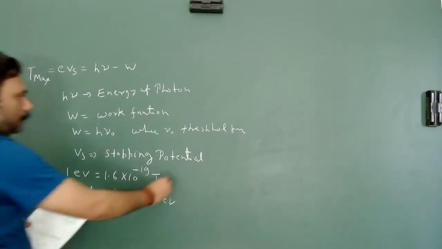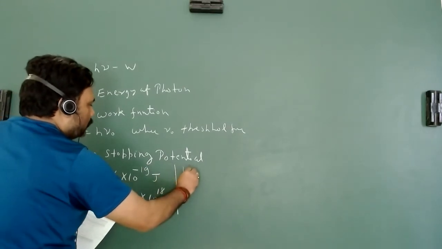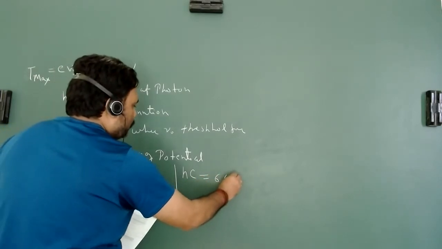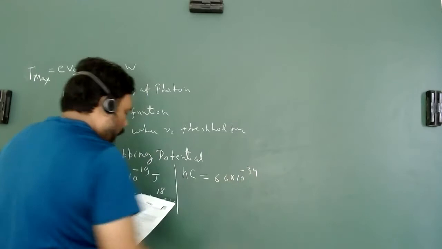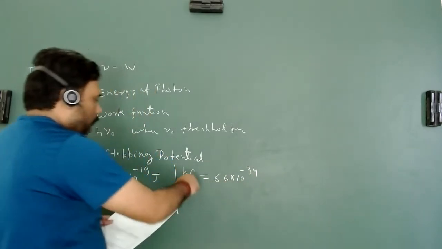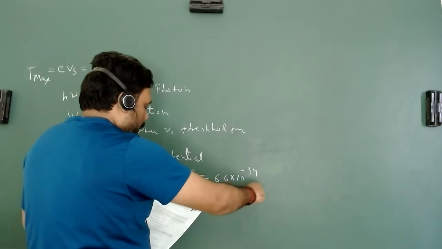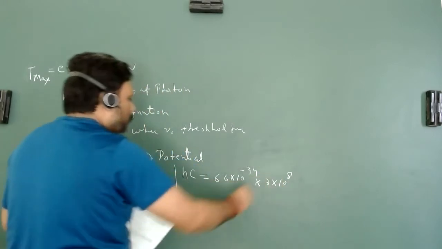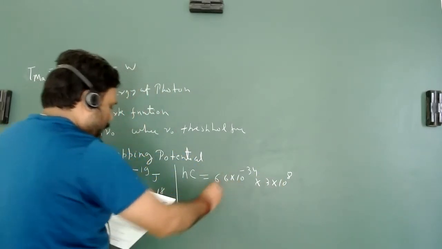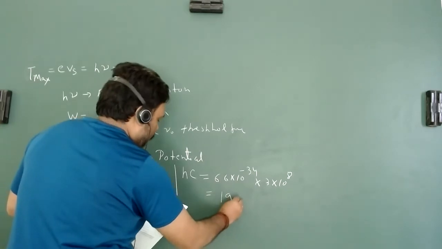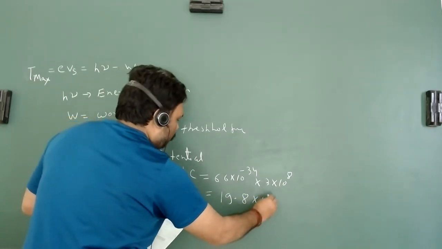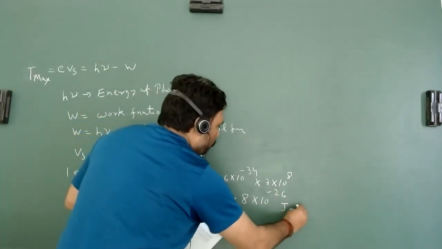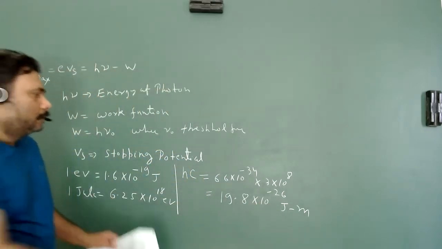And the second most important thing is we have to find the value of hc. The value of h is 6.6 into 10 to the power minus 34 joule second, and then we have c, 3 into 10 to the power 8, the speed of light. So we find this value is equal to 19.8 into 10 to the power minus 26 joule meter.